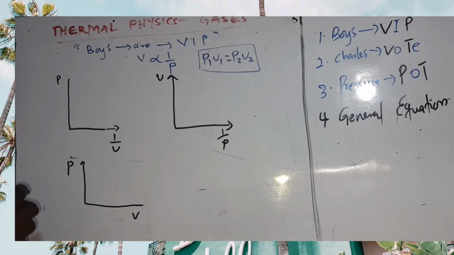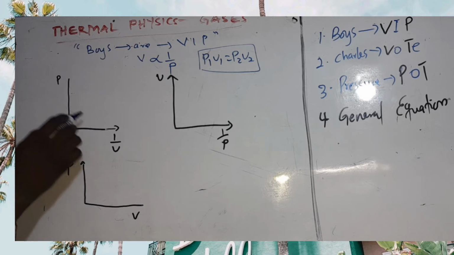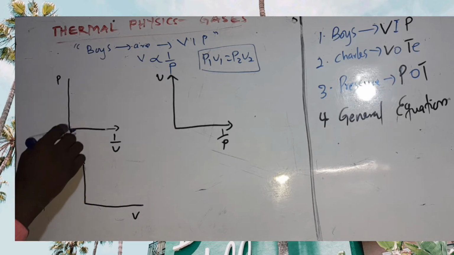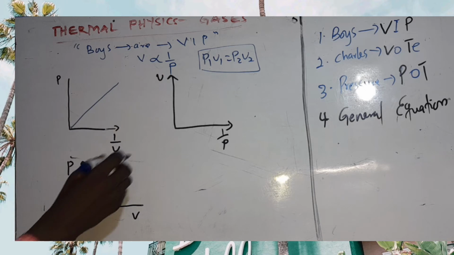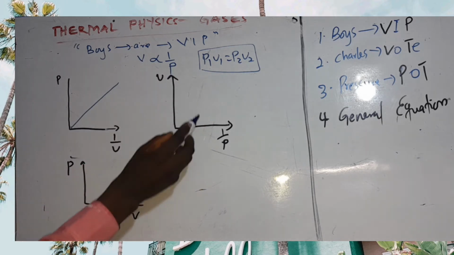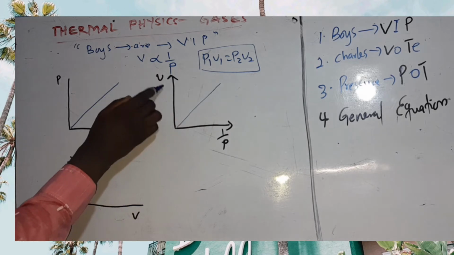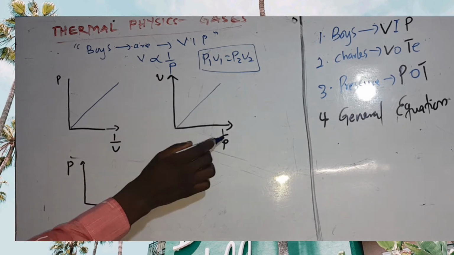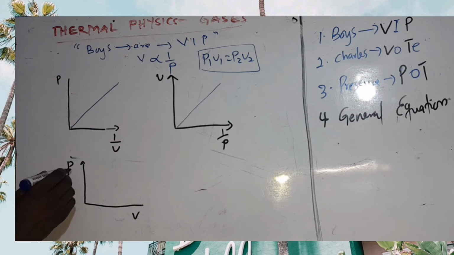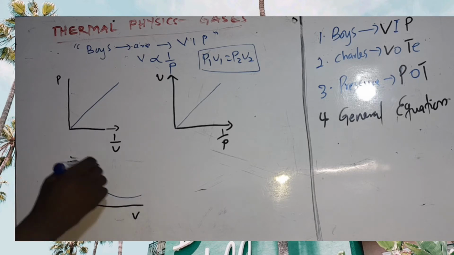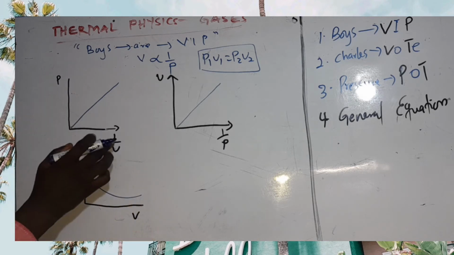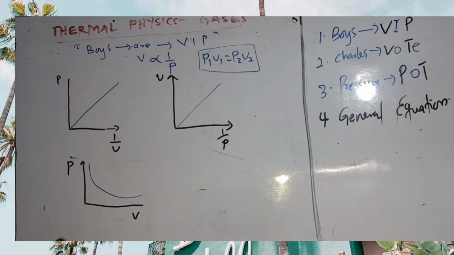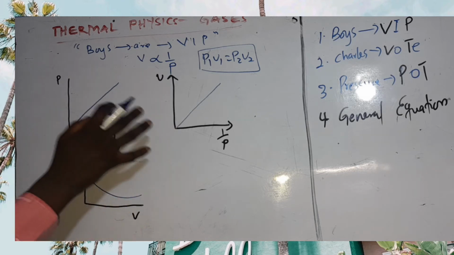All right, so if you look at this graphical representation of the pressure and the volume, when you plot the pressure against the inverse of the volume, the graph will be linear. If you look at the equation, volume is inversely proportional to the pressure. So as the pressure increases, the volume will decrease. So we can have this inverse graph, while the pressure is increasing, the volume is decreasing. So this is a graphical presentation of Boyle's law.